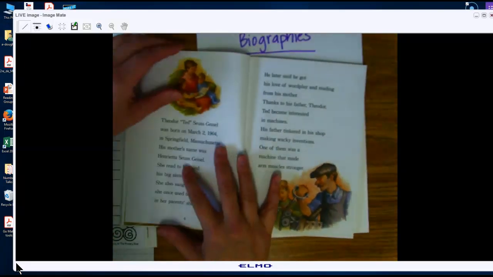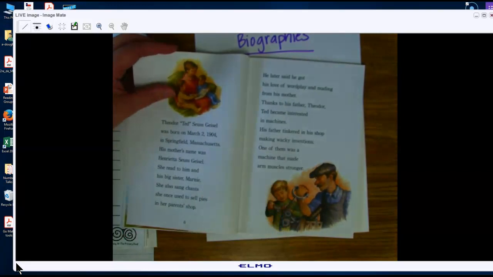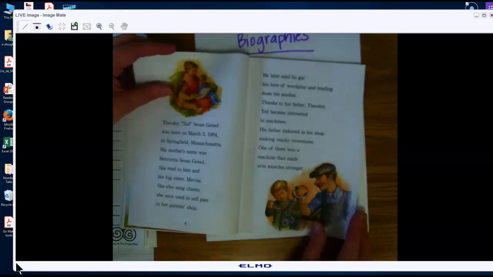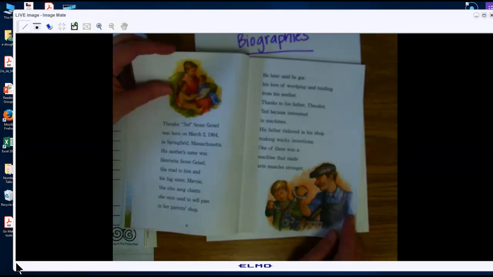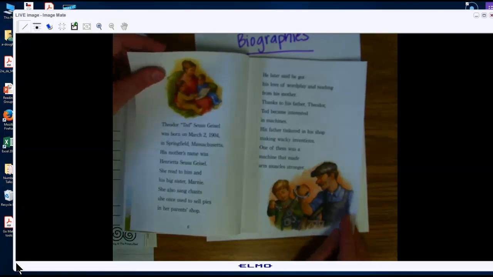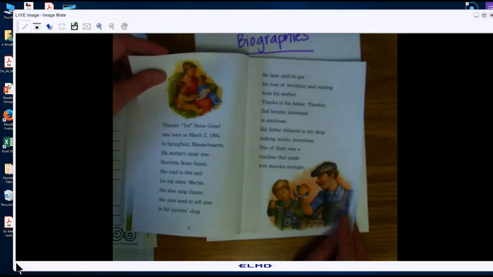Theodore Ted Seuss Giesel was born on March 2nd, 1904. There's an important date, right? The day he was born. In Springfield, Massachusetts. His mother's name was Henrietta Seuss Giesel. She read to him and his big sister Marnie. She also sang chants she once used to sell pies in her parents' shop. He later said he got his love of wordplay and reading from his mother. Remember how we talked about we get lots of things that we love from our mothers or fathers or grandparents?